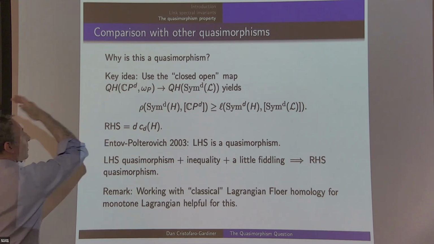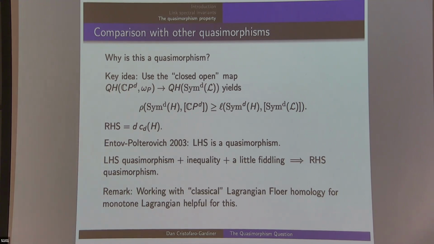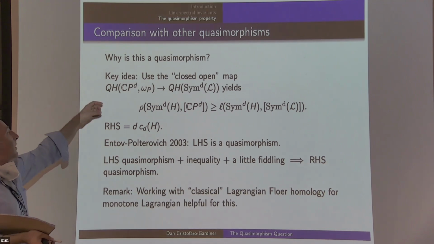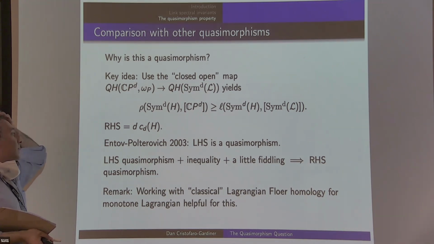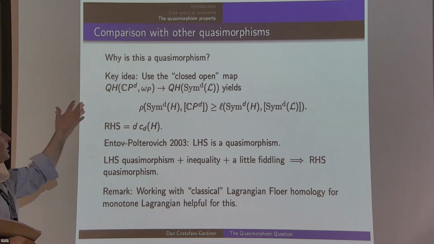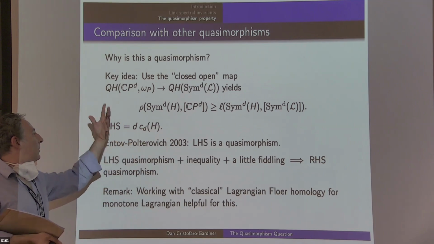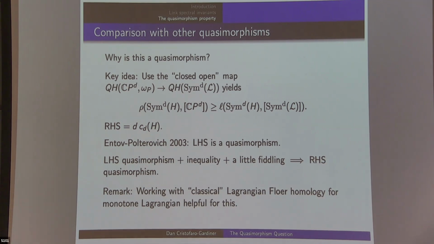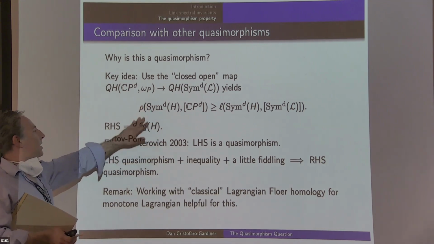So there's a closed-open map relating the quantum homology of CP^n to the Lagrangian Floer homology. Just from general properties of how this map behaves with respect to action, you get that the spectral invariant associated to the fundamental class on the quantum homology bounds our spectral invariant from above. On the other hand, earlier in the talk I said that Entov and Polterovich had defined quasimorphisms long ago, and in particular they showed that exactly this construction gives a quasimorphism.